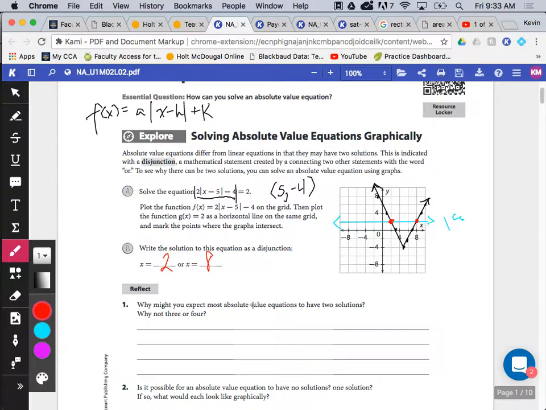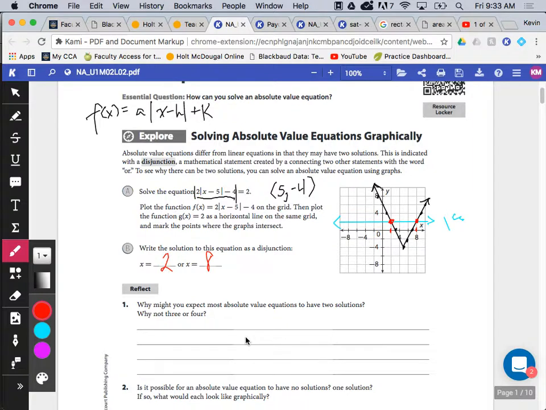Yes, ma'am? Did you get the 8 again? Right here. You see it? You see these 2 points? Where those 2 points, where the absolute value function intersects the line y equals 2, is right here at 2. And we know that the value is equal to 2 because of that 2 right there, exactly. Okay, now reflect.